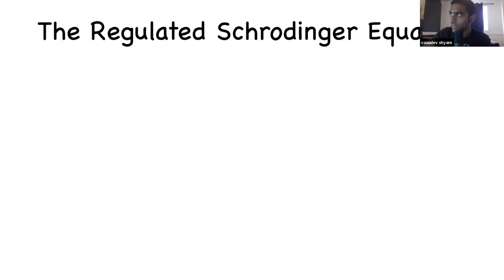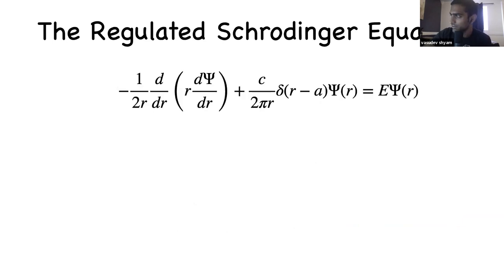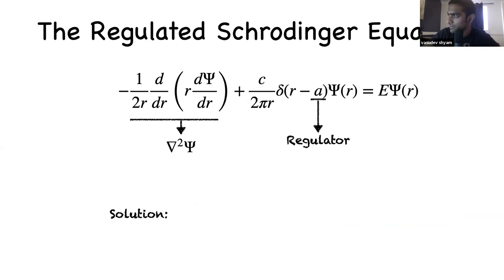So we'll now regulate the Schrodinger equation. And so again, we have the kinetic term simplifying, and we have a regulator that we're introducing. Here, this form of the kinetic term is really just the spherically symmetric reduction of the Laplacian in two dimensions in these coordinates, and A is our short distance regulator. And so we can solve this again. The spherical symmetry really lets us reduce this to another one-dimensional problem, as you can see, purely in terms of the radius.